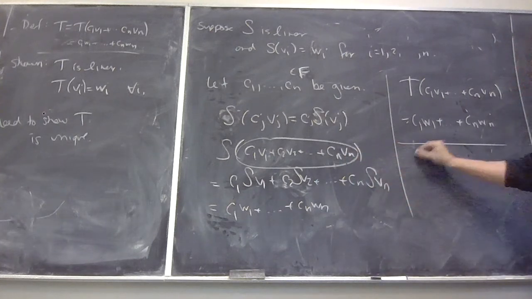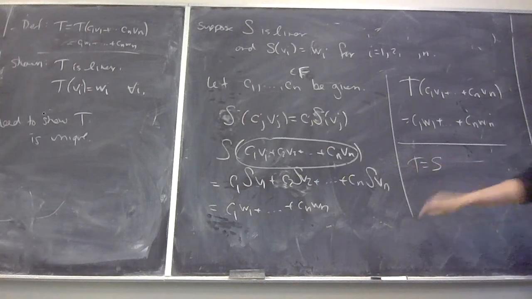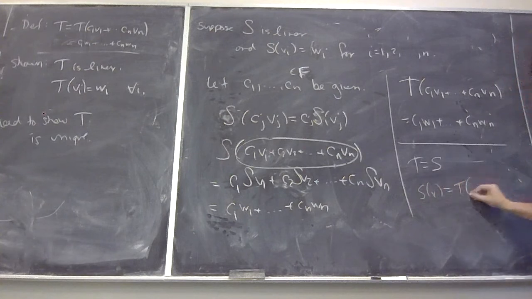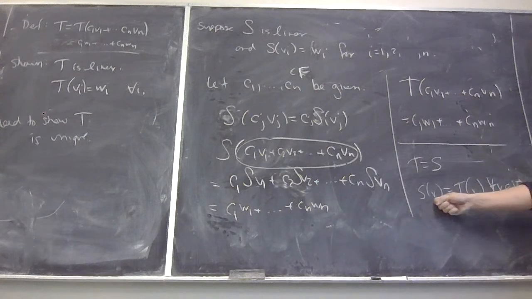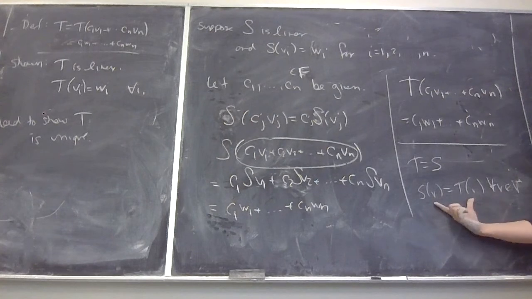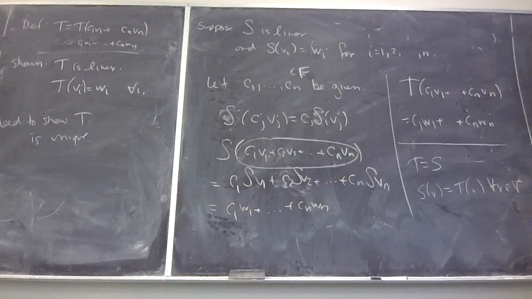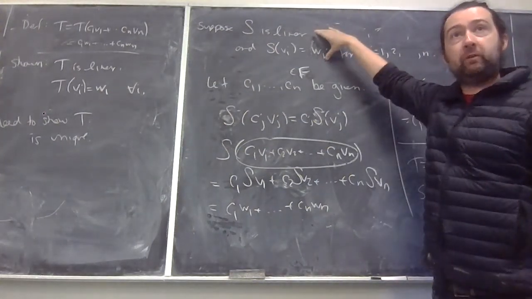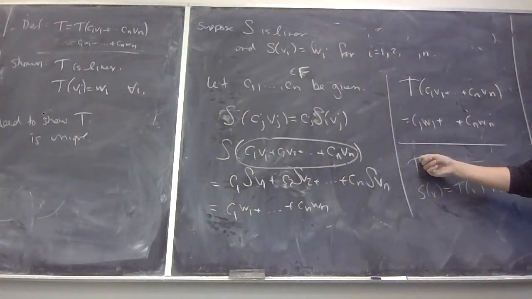T must be equal to S because for every input vector, S of V is equal to T of V for all V in the vector space. Every single V that you feed in, S and T do the same thing. So if the inputs map to the unique outputs in precisely the same way for every input, they must have been the same function. So the idea is I'm saying any other map that has these two properties must have had the same rule that we use to define T.